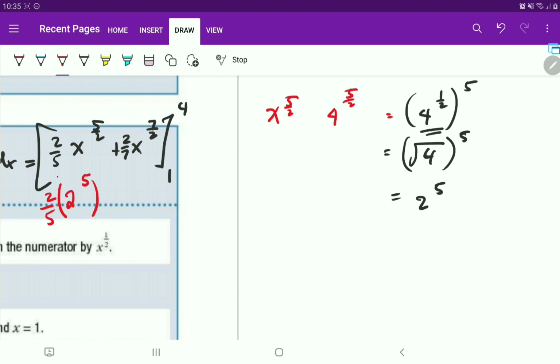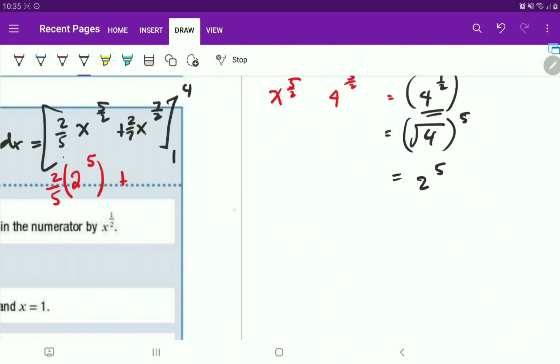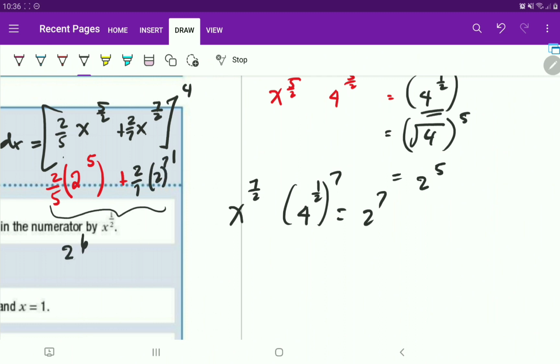Plus, let me just simplify the other one, x raised to the 7 over 2, and your x is equal to 4. So therefore that is 4 raised to the 1/2 raised to the 7. What is that? 2 to the power of 7. So this is 2 over 7 times 2 to the power of 7. Okay, now let's simplify this first. This is now 2 to the 6 to the power of 5 plus 2 to the 8 to the power of 7. Okay? Then you minus.